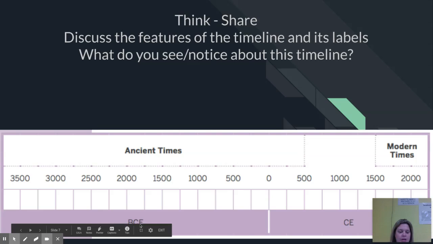Something else you see down here, you have the labels BCE, and then you have the label CE. So this is your timeline. This is what we refer to as a horizontal timeline. It's always reminded me of a number line. Now, there are multiple types of timelines, and as you get older, you will be able to see all those timelines.